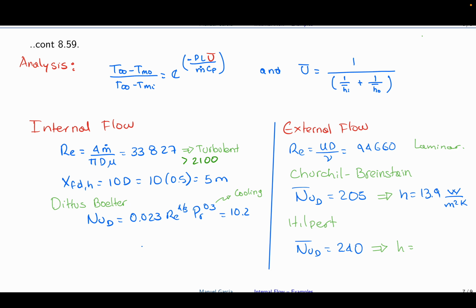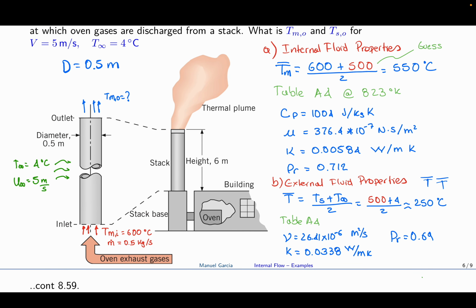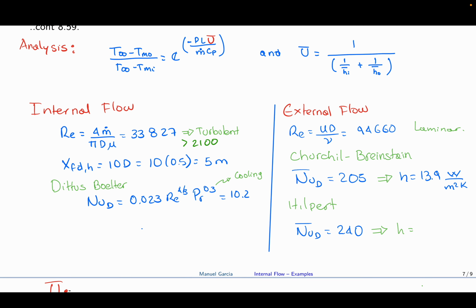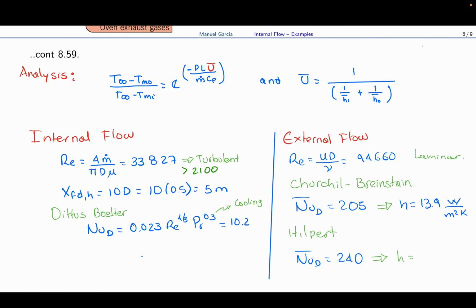So this is the entrance. The total length of the pipe is 6 meters. So therefore, it is fully developed at the last part. At least the last part is fully developed. So we can use the Dittus-Boelter equation.